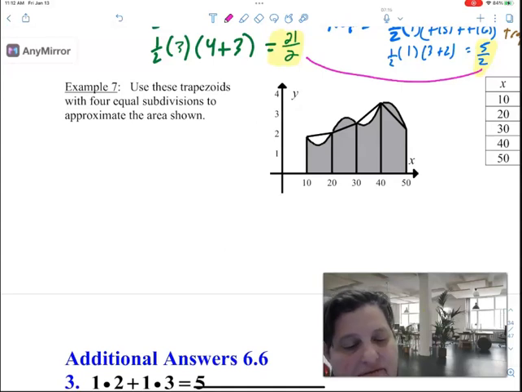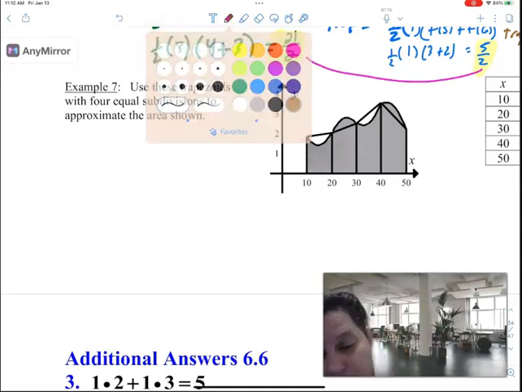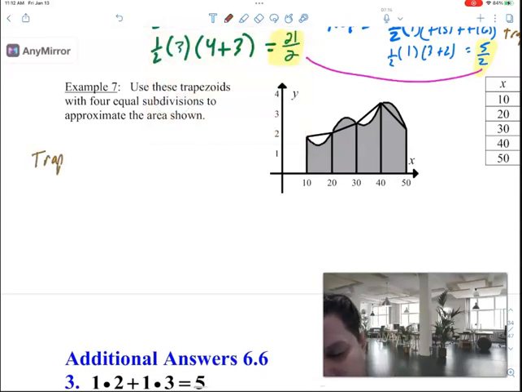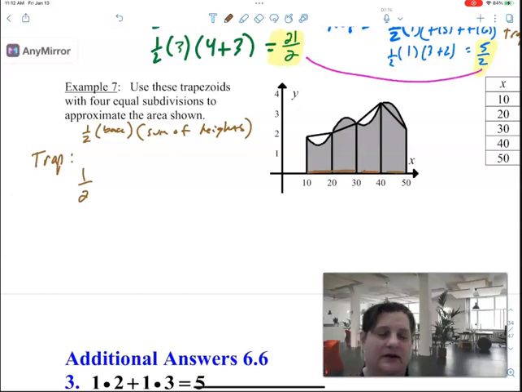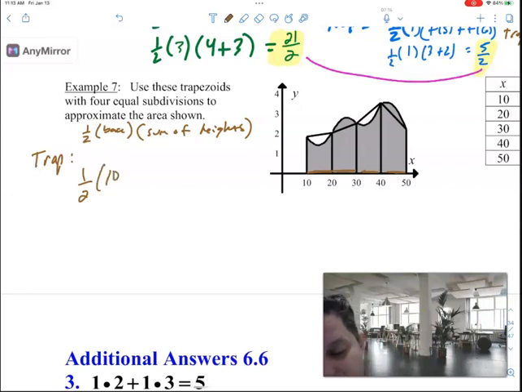Now, because it's 4 equal subdivisions, I'm going to be kind of smart here. I can go a little bit faster. Because I know that each trapezoid is going to be 1/2 base, and then the sum of the heights on either side. These are sideways trapezoids, right? So it's going to be 1/2. The base of each of these, you guys, is 10. 10 to 20, 20 to 30, 30 to 40, 40 to 50. The base of each of these is 10. And then for the heights, so I've got different trapezoids. Now, I want you guys to see this.